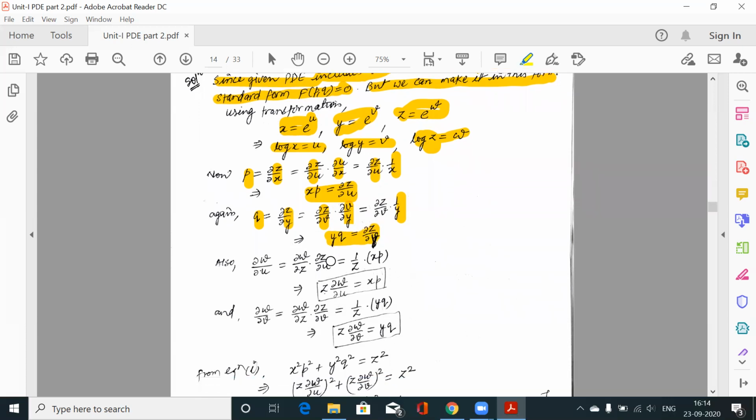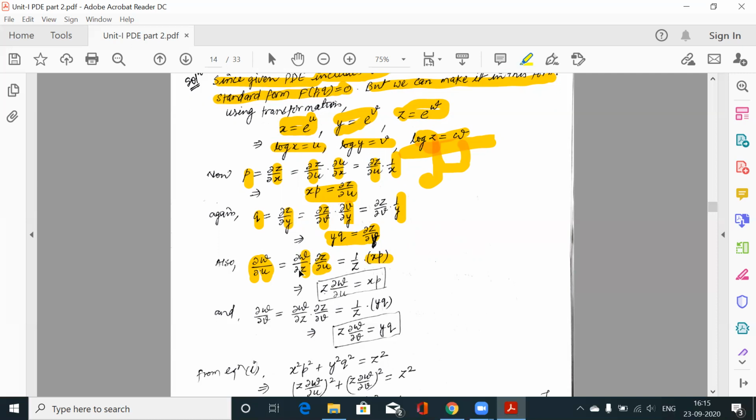Again, because z has also been changed into w, we consider del w over del u. Now w is a function of z, z is a function of x and y, and x and y are functions of u and v. So w is a function of u and v. So del w over del u is equal to, first we differentiate with respect to z, then differentiate z with respect to u. So del w over del z and del z over del u. And what is del z over del u? We already solved this: del z over del u is equal to x p, from this equation.